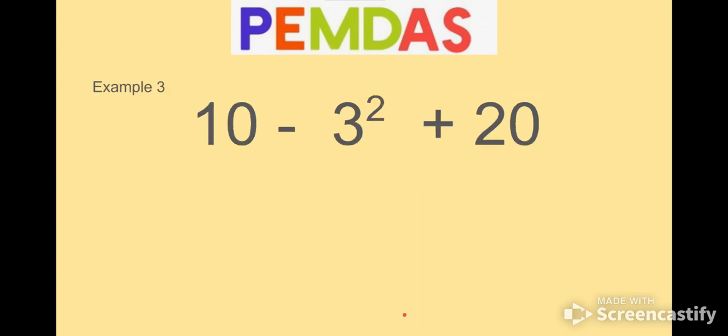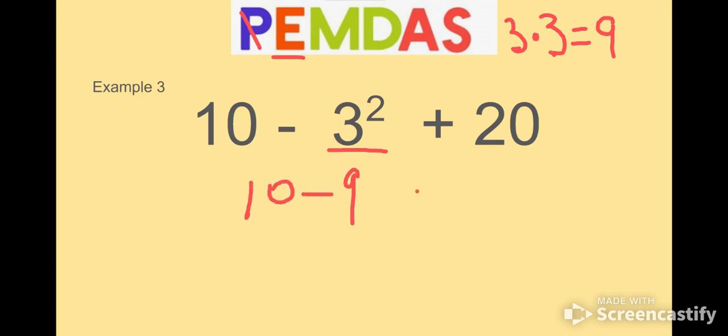Okay, let's try another one. Example 3. We do not have parentheses, but we do have an exponent right here. So 3 squared, or 3 to the second power, let's remember what that means. We're taking 3 and we're multiplying it by itself, 3 times 3. So 3 times 3 is 9. So under 3 squared, I'm going to put 9. I'm going to rewrite the rest of the problem. 10 minus 9 plus 20.